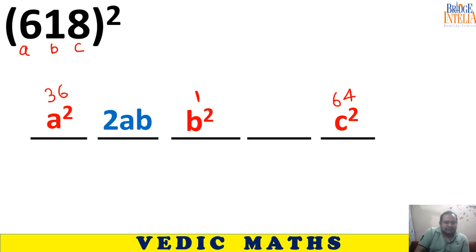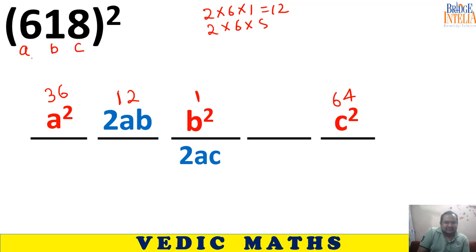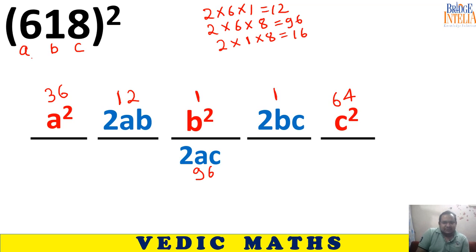Then we have to write 2AB. So A is equal to 6 and B is equal to 1. So 2 into 6 into 1 is 12. So we write here 12. Then what? 2AC. So 2 into A is 6, C is 8. So 2 into 6, 12, 12 8s are 96. So we write 96 here. Then last we have to write 2BC. So 2 into B is 1, C is 8. So that is equal to 16. So we write 16 here.